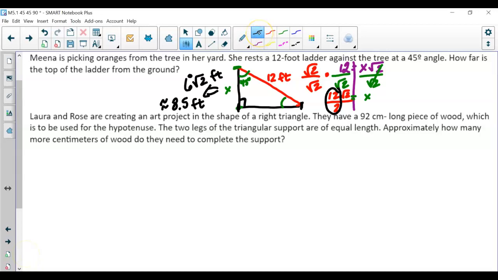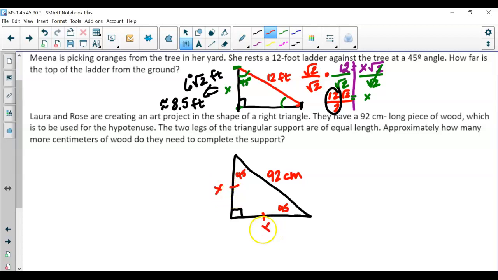And here we go. So we have an art project in the shape of a right triangle. You should have noticed, it said that there is a 92 centimeter piece used for the hypotenuse. So here's our hypotenuse at 92 centimeters. The two legs are of equal length, which is how we know that we have a 45, 45, 90, because they're equal length, so isosceles. But now, how many more centimeters of wood do we need? So we actually need both of the lengths added together because we need to know how much more wood is needed for not just one, but both legs.